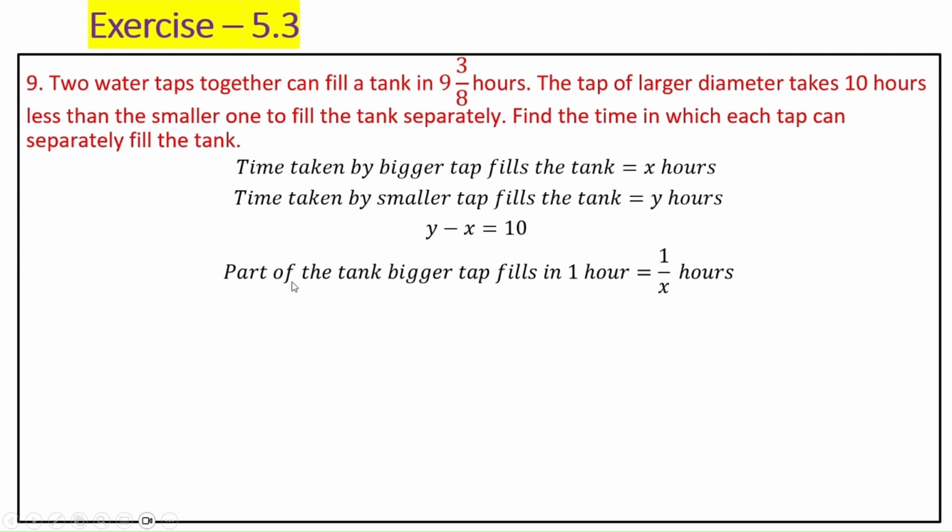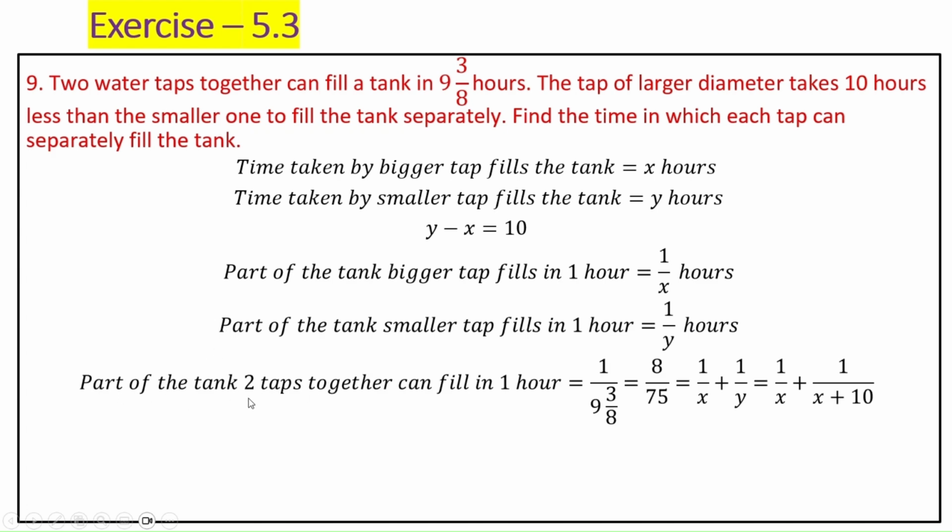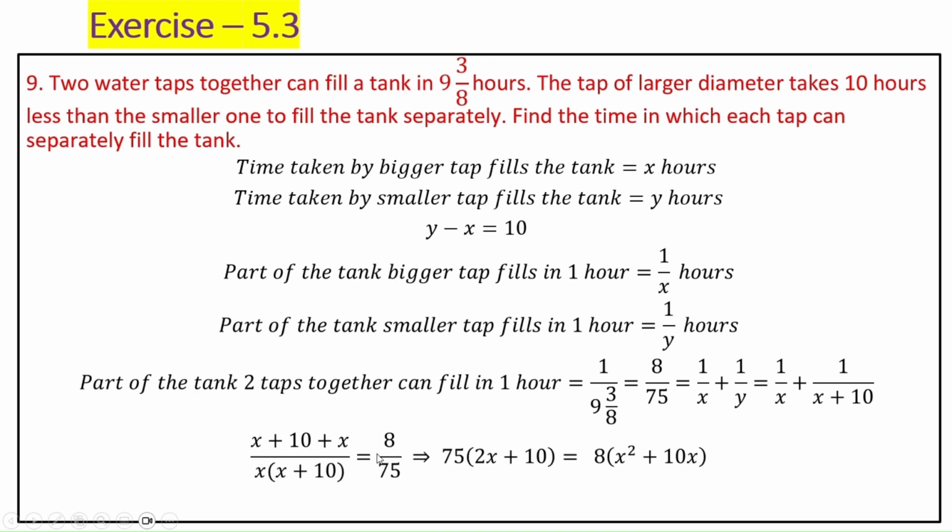Now the part of the tank the bigger tap fills in 1 hour is 1/x, and the part of the tank the smaller tap fills in 1 hour is 1/y. The part of the tank the two taps together can fill in 1 hour is given as 1/9 3/8, that is nothing but 8/75. That is equal to 1/x + 1/y, the sum of the two taps' 1 hour work. And y is equal to x + 10, so replace y with x + 10.